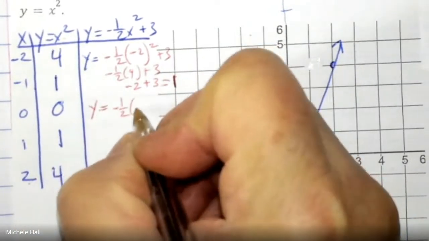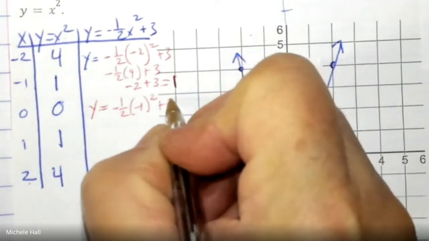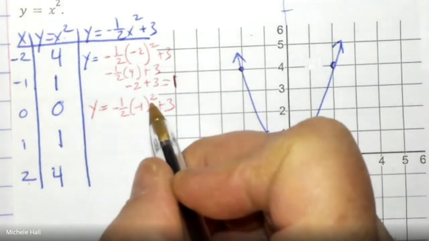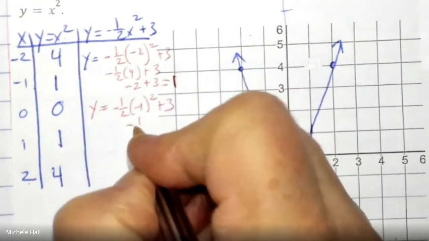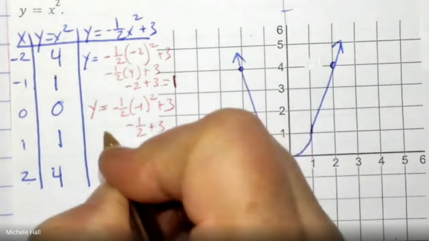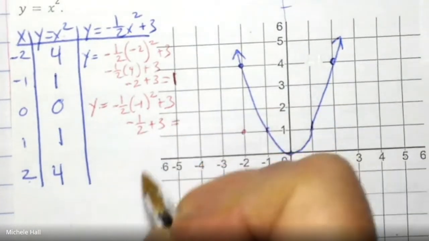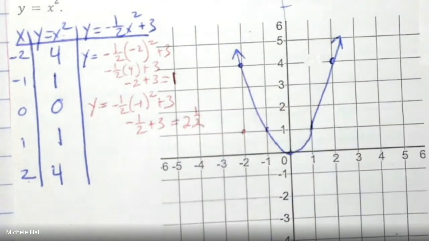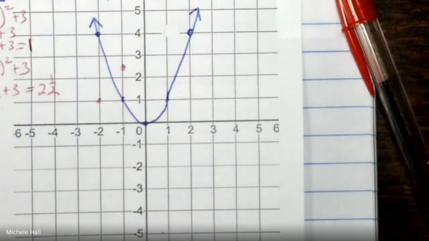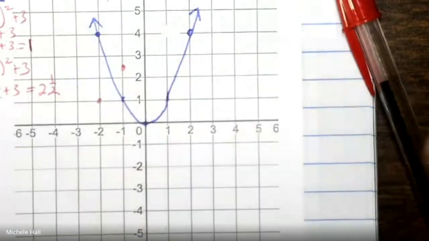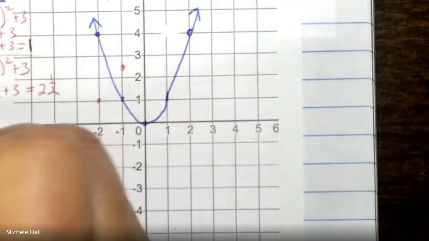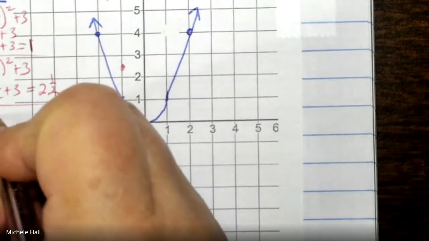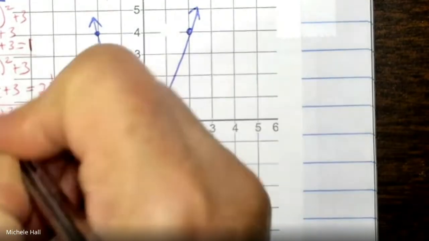-1/2 times -1 squared plus 3. -1 squared is 1 times a half is a -1/2 plus 3. 3 minus a half? 2.5. What do we get with the next one? We're doing 0. So now we have y equals -1/2 times 0 squared plus 3.